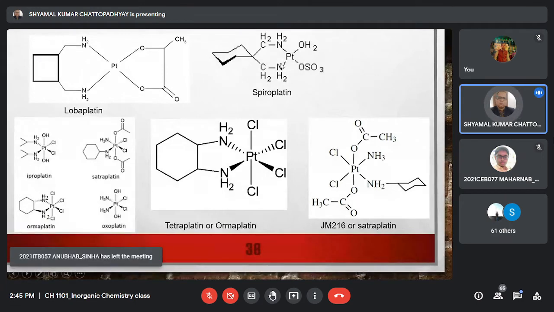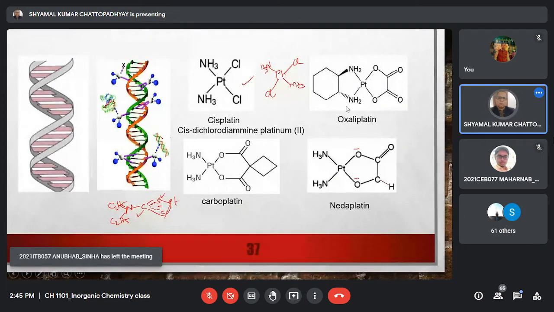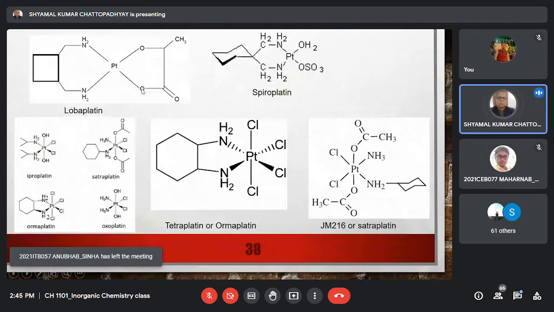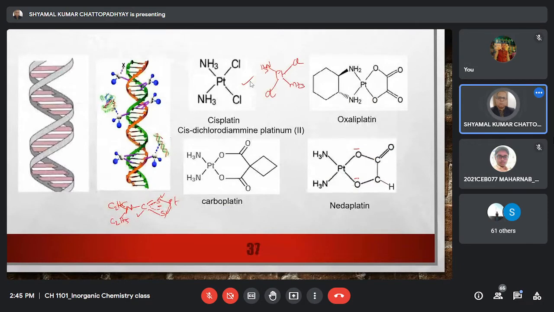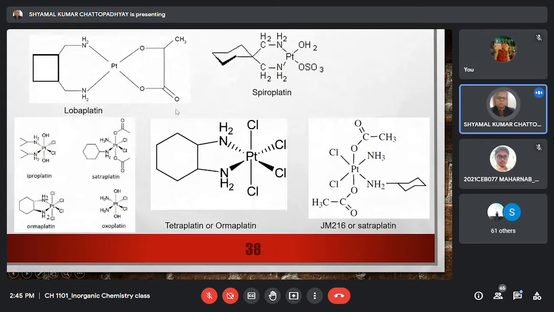So these are the 6 platinum 2 anti-cancer compounds I have discussed. You must remember at least 2 to 3 of them. Usually you must name cisplatin, carboplatin, and oxaliplatin. That will be better, these 3 complexes, and you can also name nedaplatin. But some people may also prefer these compounds, lovaplatin and spiroplatin.